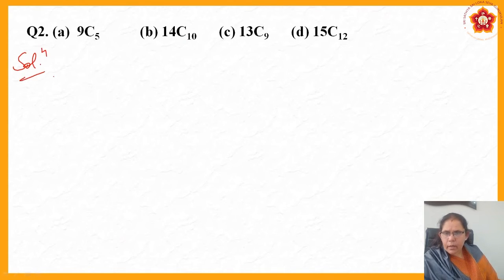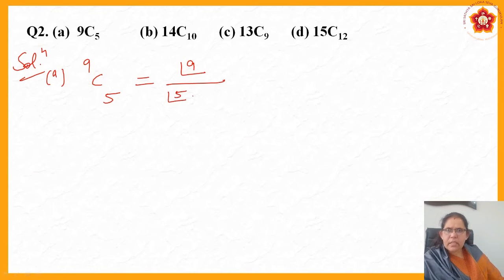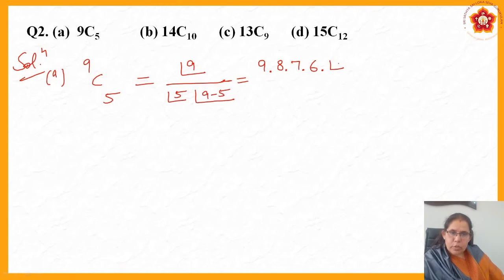Now same way, let's see how to do these questions. Please read it as 9C5. So 9C5, factorial 9 upon factorial 5, and this will be 9 minus 5. Now how do we solve this? Factorial 9 can be written as 9 into 8 into 7 into 6 into factorial 5.